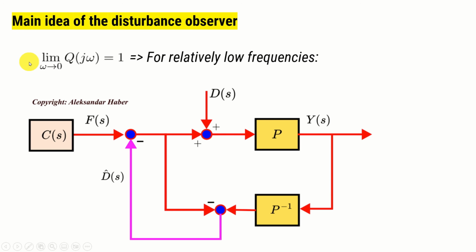Let us now see what is the consequence of this main property of our Q filter. That is, let's see what is the consequence of the fact that the limit value, when omega goes to 0, of Q of j omega is equal to 1. This means that for relatively low frequencies, our block diagram of the disturbance observer looks like this. How did we obtain this graph? Well, for low frequency, instead of Q, we can simply assume 1. Consequently, we are left with P inverse, and this line becomes simply 1 over here.